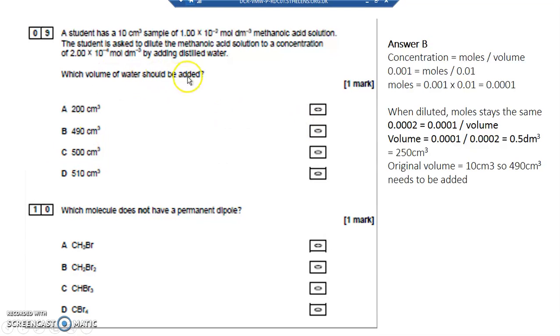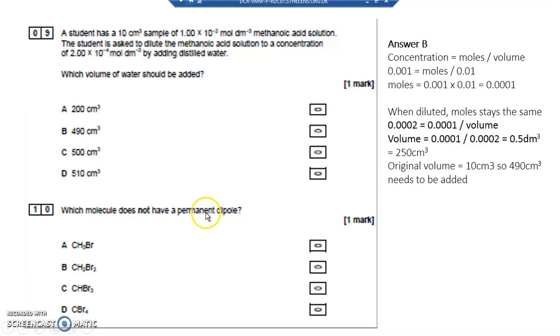What volume of water should be added? So at the beginning, there's 10 centimeter cubed, and the final volume we know needs to be 500 centimeter cubed. So to turn 10 centimeter cubed into 500 centimeter cubed, you add 490 centimeters cubed extra of water. So the answer is B, with C as a red herring to try and catch you out.